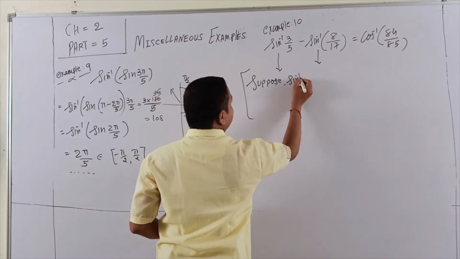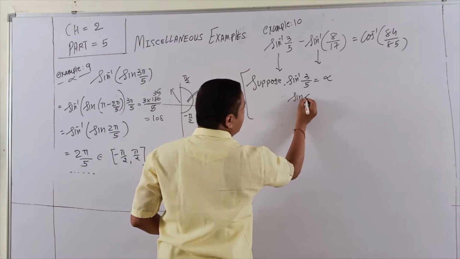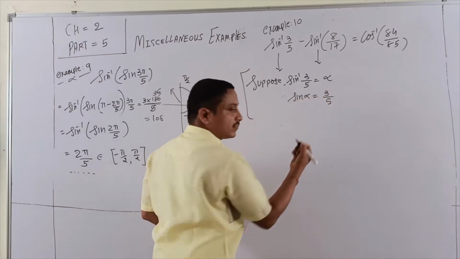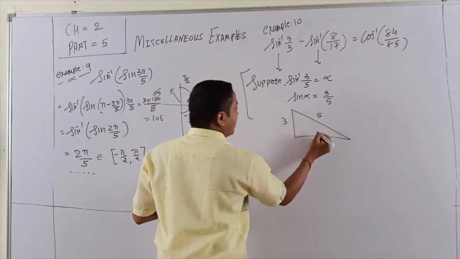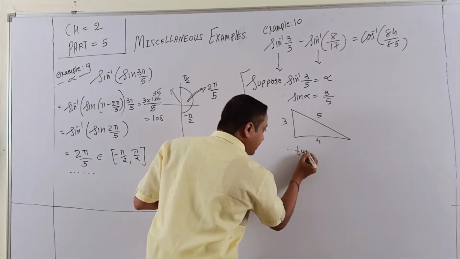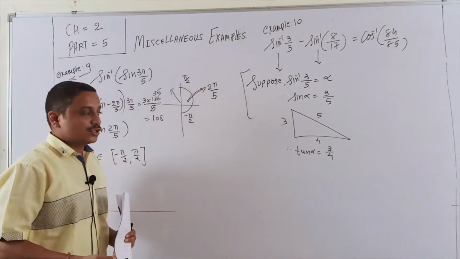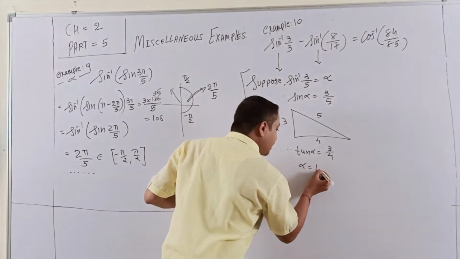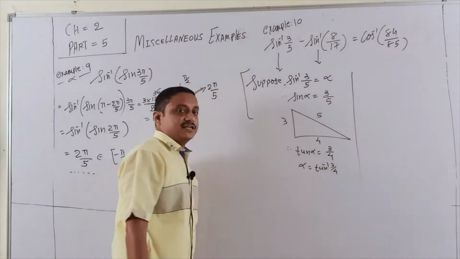sine inverse 3 by 5 is alpha. So what is sine alpha? 3 by 5. And moving ahead into the triangle, 3, 5, 4. Definitely tan alpha is 3 by 4. So what is alpha? Tan inverse 3 by 4. So the first part is happily done.